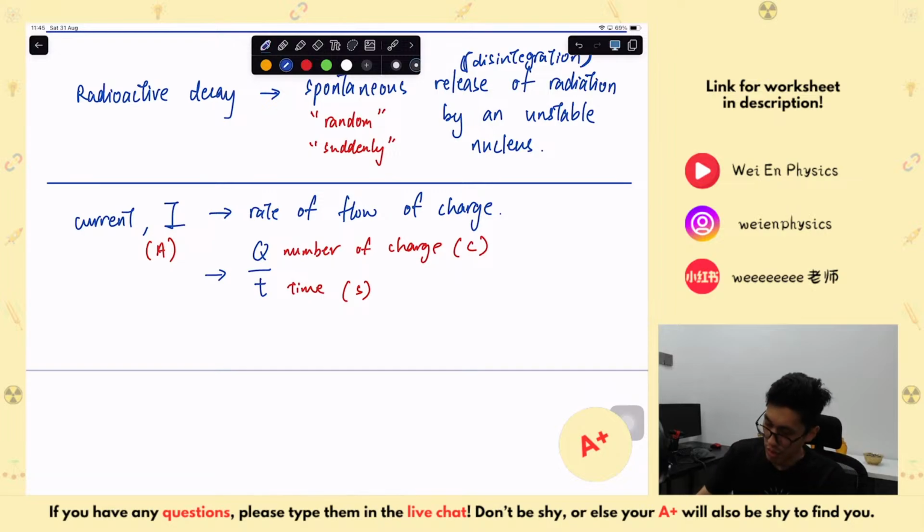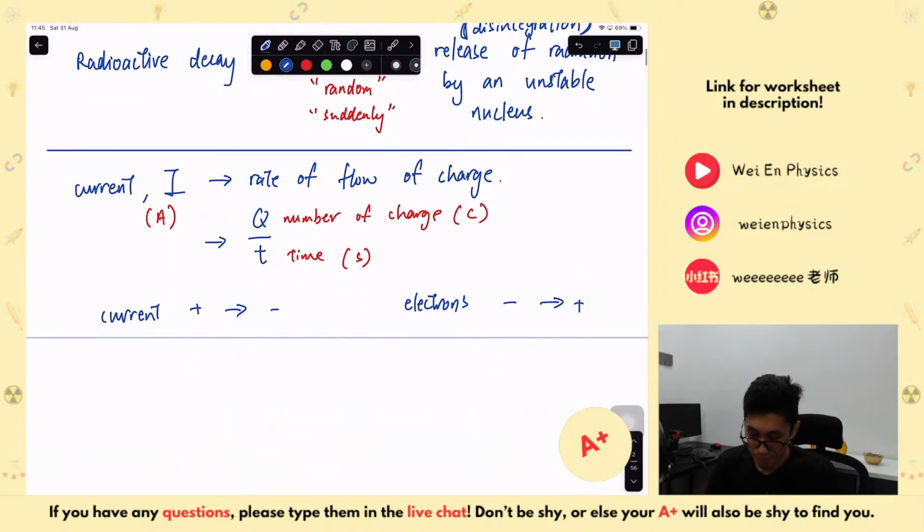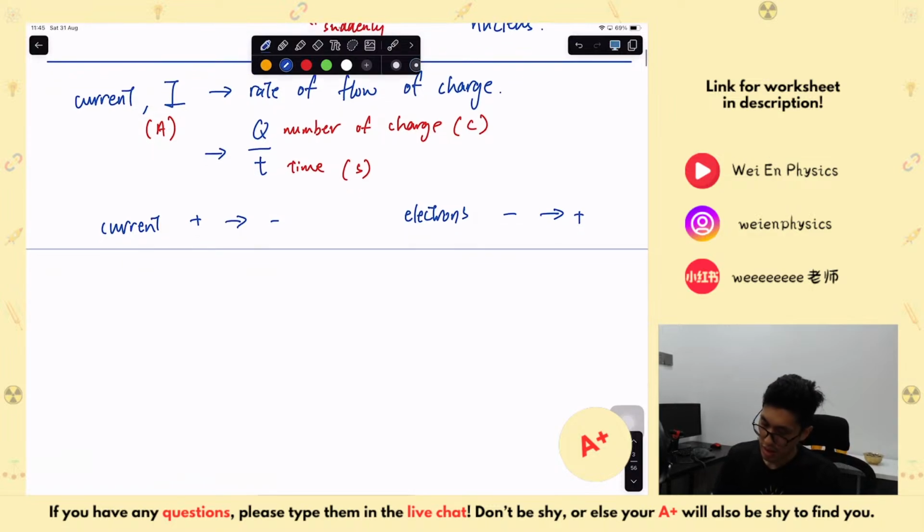And remember, current flows from positive to negative, but electrons, which are the negative charge, flow from negative to positive. Yeah, always opposite. Current and electron flow are always opposite. Alright, next one.